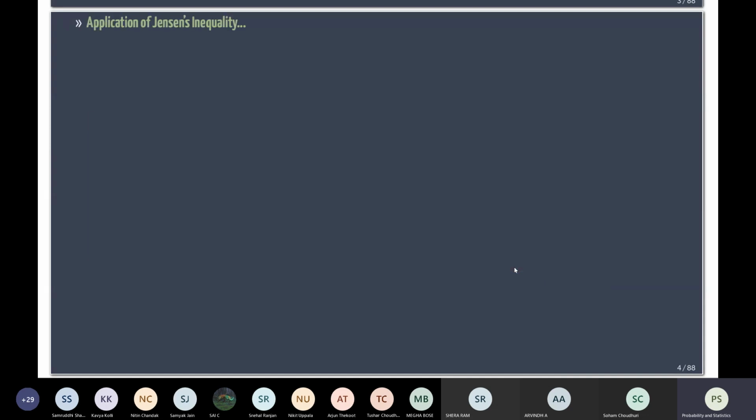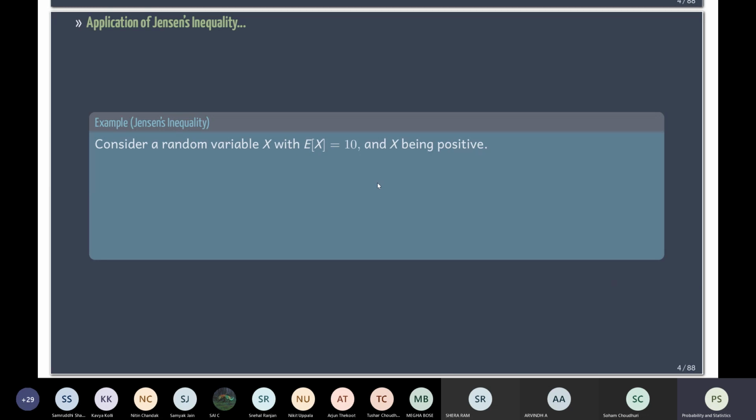Let us see some applications of Jensen's inequality. Consider a random variable X with expectation 10 and X being positive. Estimate the following quantities. What would you tell about the expectation of 1 over X? What can you say about the expectation of e to the 1 over X plus 1? Remember, these are all functions of a random variable. And what could be the expectation of the natural logarithm of the square root of X?